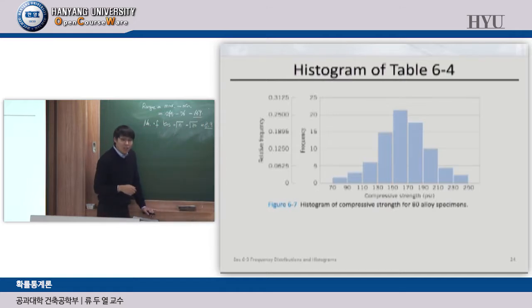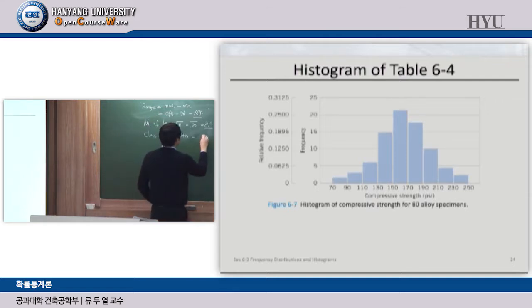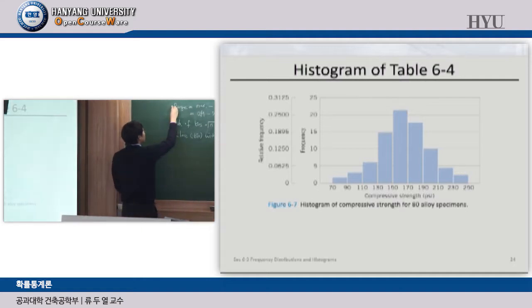And then we need to determine the class or bin width. And how can we calculate the bin width? That is the ratio of the range and the number of bins, right? So that is equal to 169 over 8.9, which is equal to 18.9. So this is the consideration from the experiment.